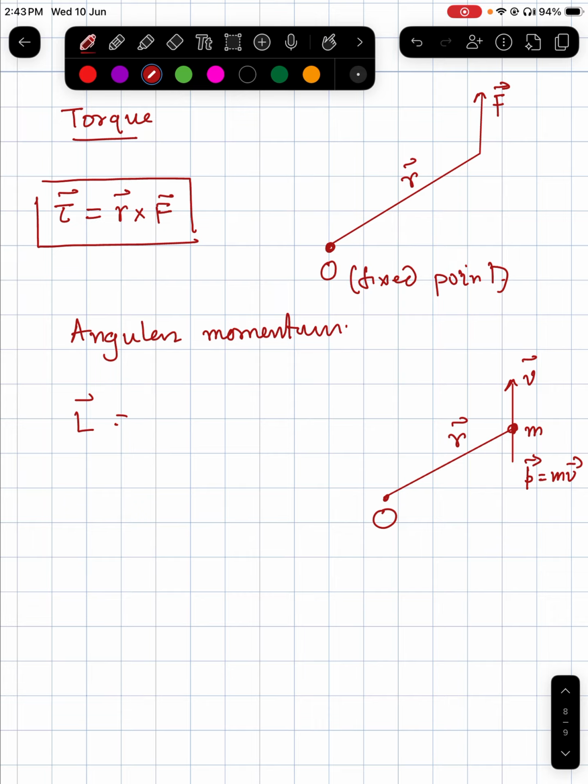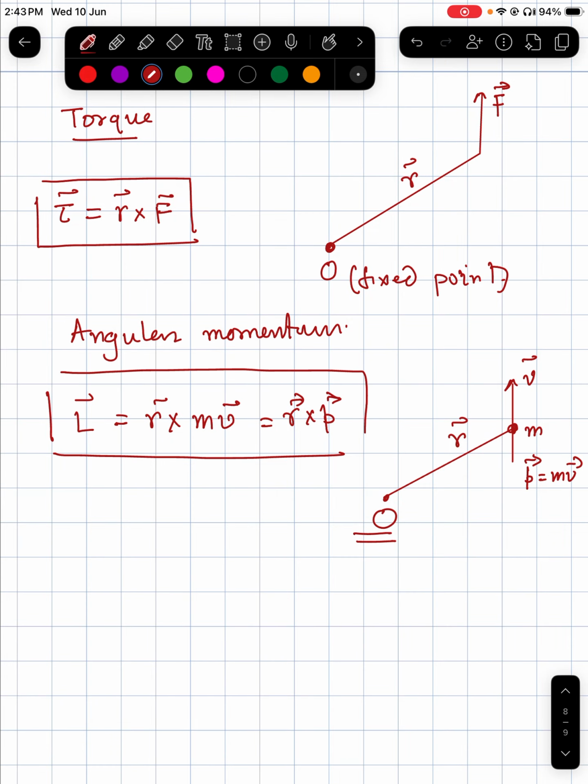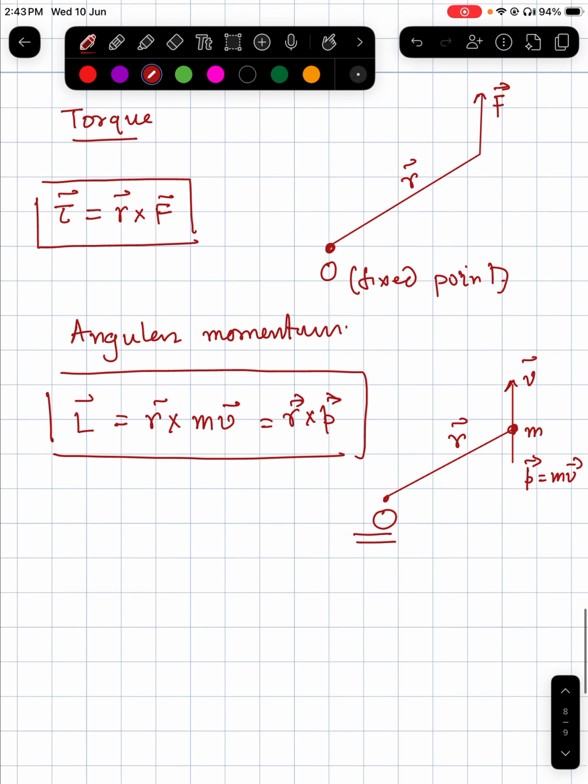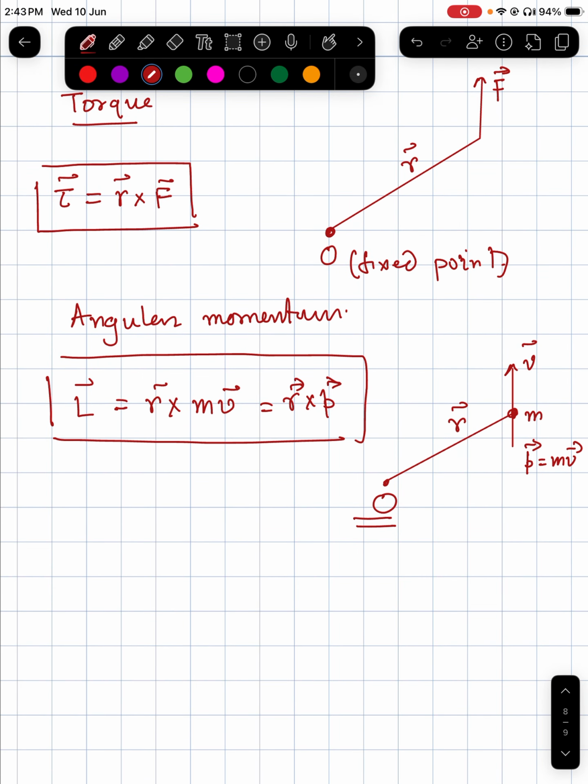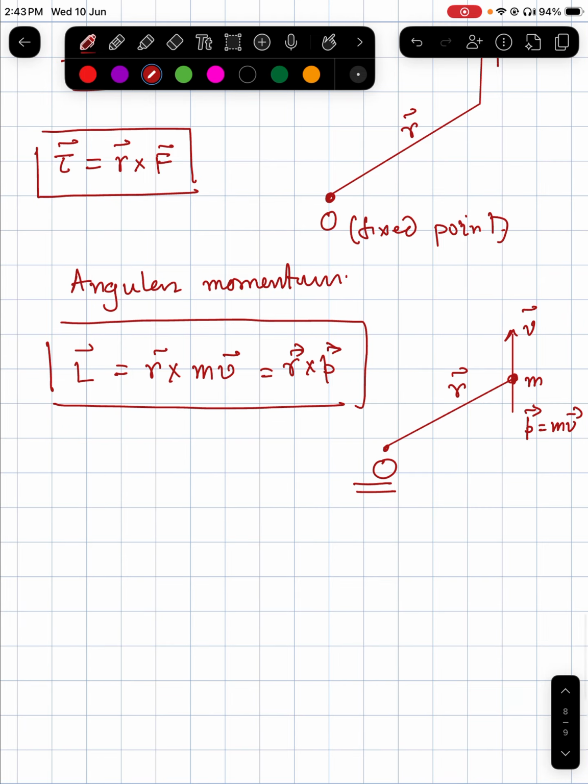We have already known that there is a definition of the momentum. So angular momentum about O, with respect to O, is given by R cross the linear momentum, or R cross P. So when a particle is moving with a velocity or with a momentum, we can define a new quantity which is called the angular momentum. Okay. And now we are going to relate the angular momentum to the torque, and that is very, very important. So let us relate them.